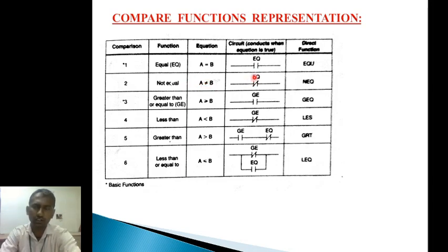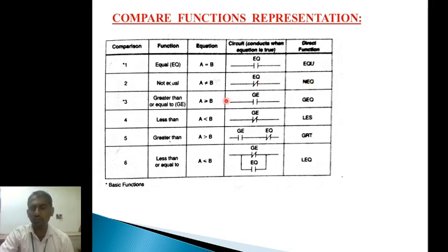So here, if you have only equal to and greater than or equal to, then we have to represent the not equal to function by using the equal to function. How can we represent it? If the equal to function is a normally open contact, then we can make the not equal to function with a normally closed contact. And in the direct function, we have a direct contact, and that can be represented at the output coil with NEQ, that means not equal to.